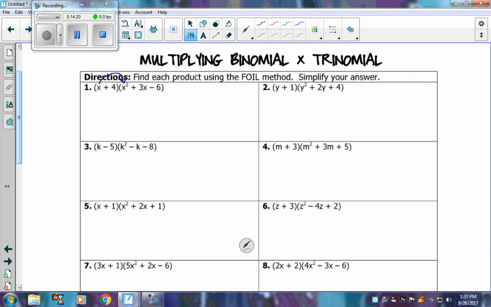So x times x squared, x cubed. Now keep going until I get every term in that set of parentheses. X times 3x, 3x squared, right. X times negative 6. All right, now I'm finished with that x. Now go to the next term in that set, which is 4. 4 times x squared. 4 times 3x, and 4 times negative 6.